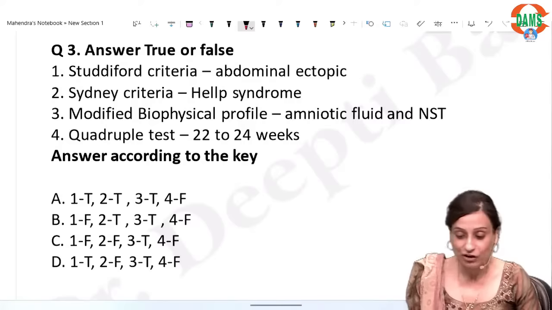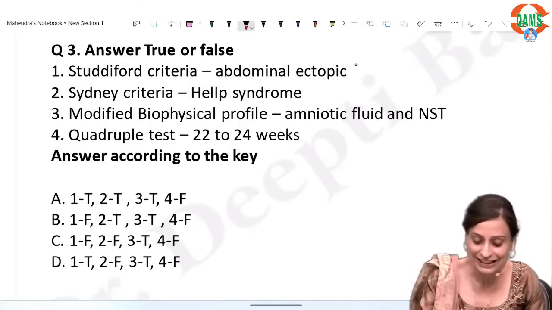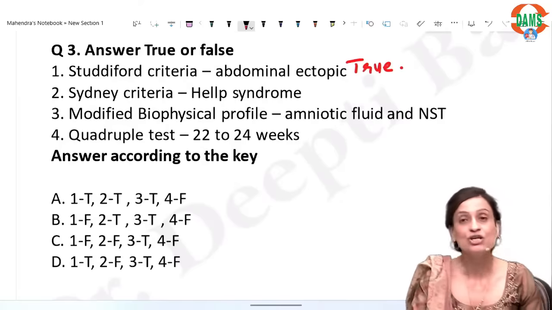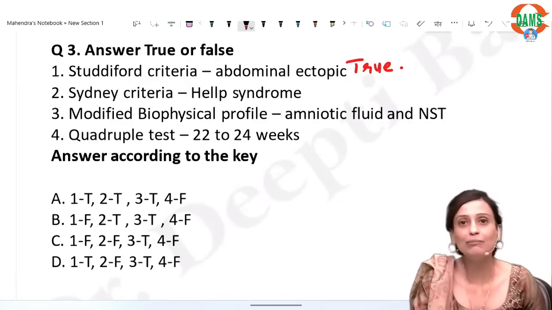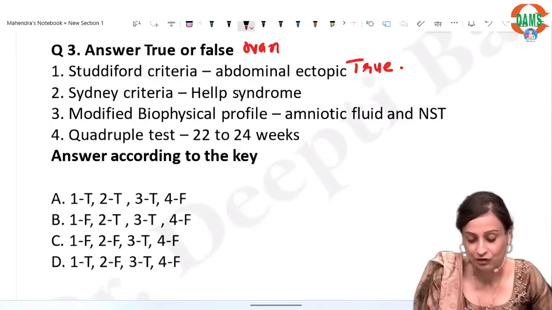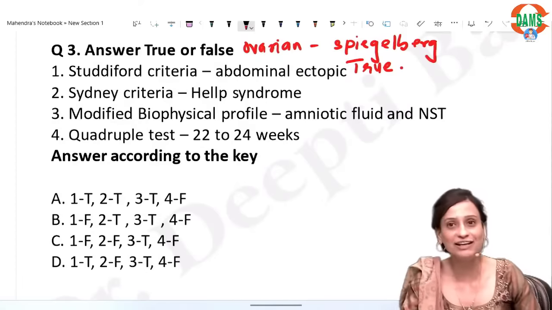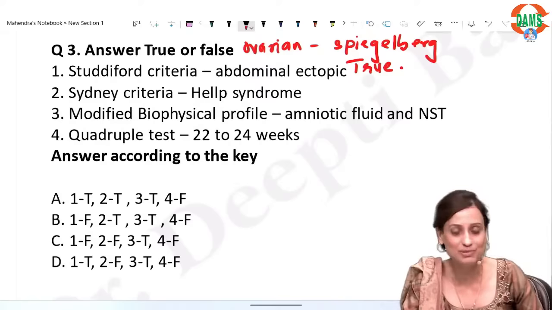So Studdiford criteria, are they for abdominal ectopic? Yes, that's a true statement. Studdiford criteria are for abdominal ectopic. What are the criteria for ovarian ectopic? For ovarian ectopic, they are Spiegelberg criteria, right? So for ovarian ectopic, they are Spiegelberg criteria.